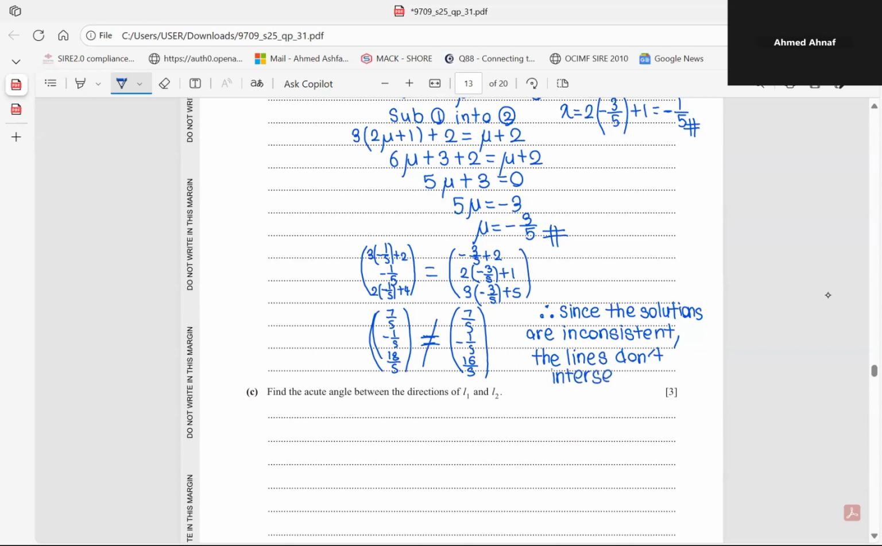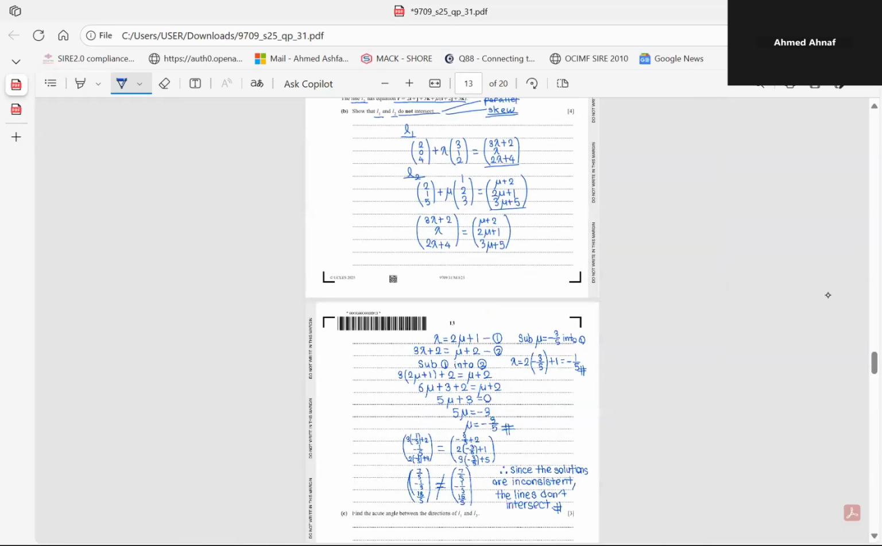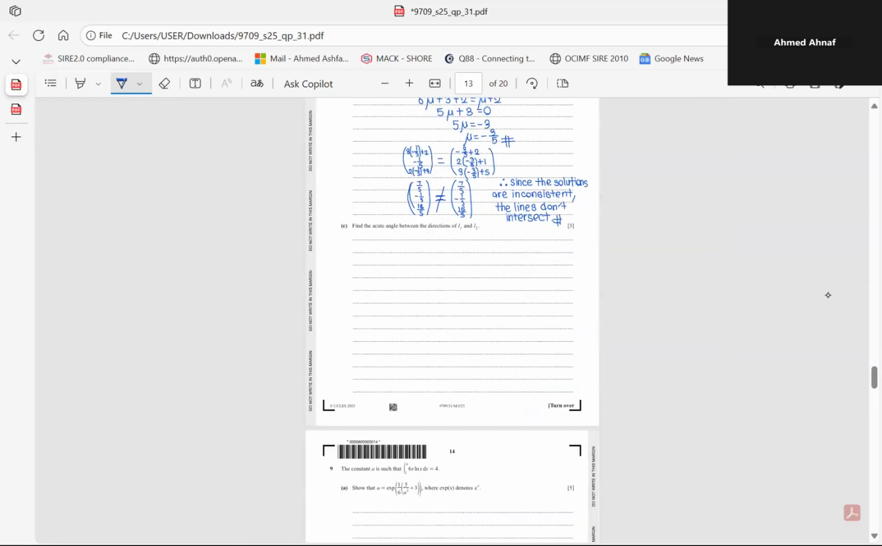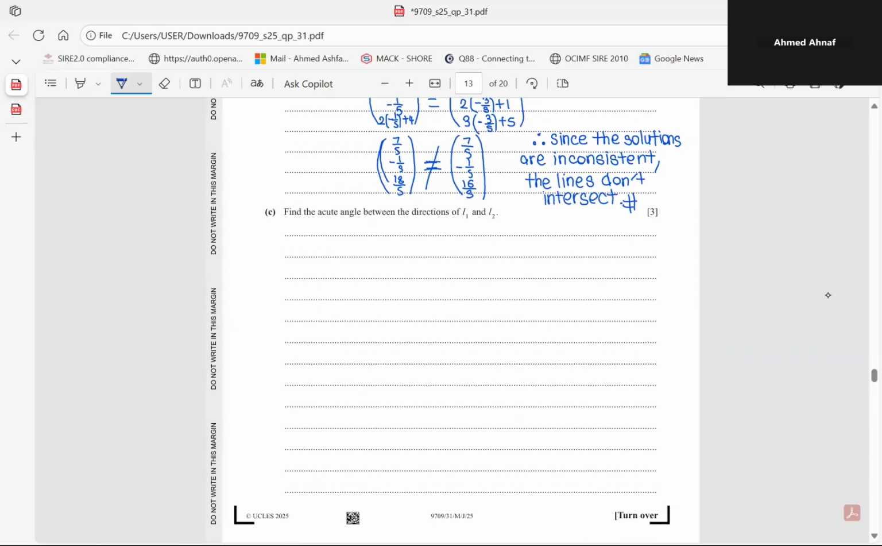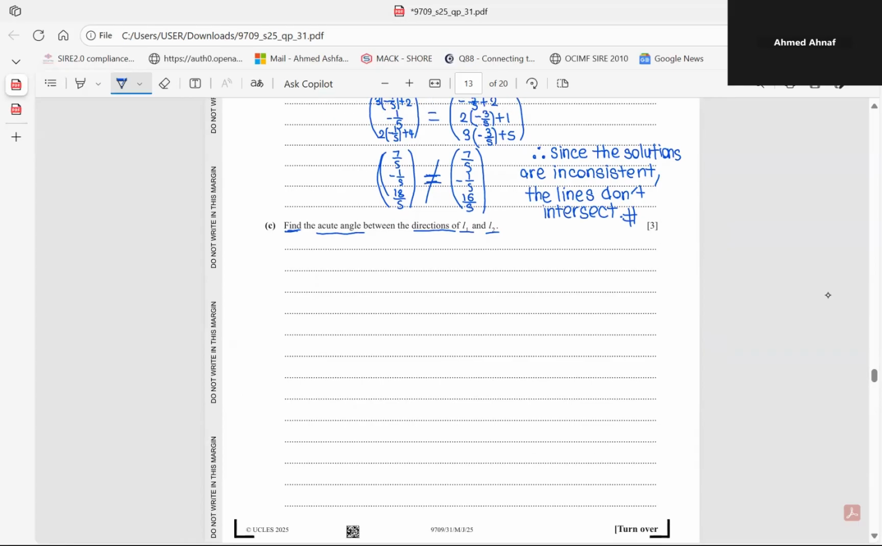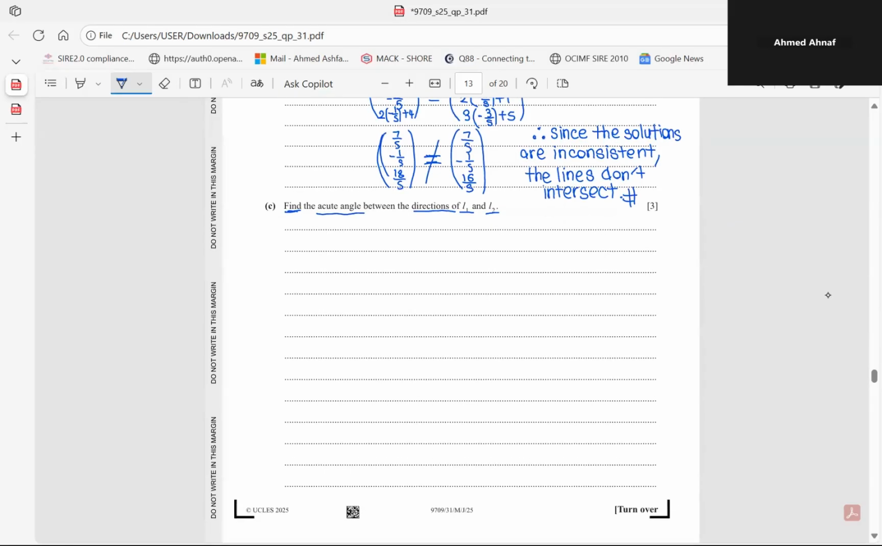So this is our final answer for this part. Okay, now for part C, we're going to have to find the acute angle between the directions of L1 and L2. In order to do that, we're going to have to use the product rule.